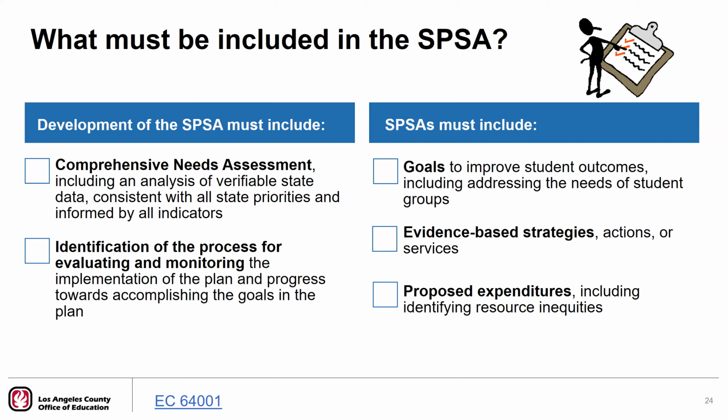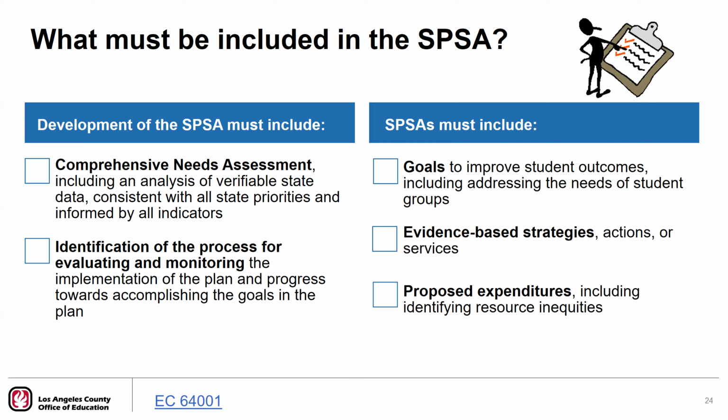The required content of school plans must include goals, evidence-based strategies, actions, or services, and proposed expenditures. The SIPSA goals must address the needs of students and student groups based on the findings of the comprehensive needs assessment. And the strategies, actions, and services included in the plan must be evidence-based and aligned to the needs that were determined through the needs assessment process.